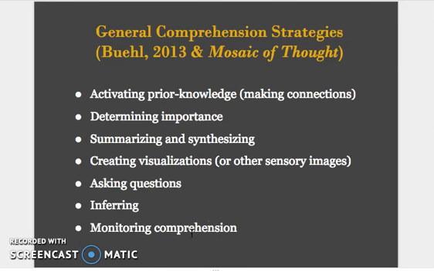If we had some historians here, they might talk about inferring and determining importance as being key parts of the way that historians think, whereas those from the creative arts might discuss creating visualizations as a key part of making meaning in their discipline. All disciplines might argue that activating prior knowledge and making connections across texts is a practice that they use in their disciplines, but some perhaps more than others.